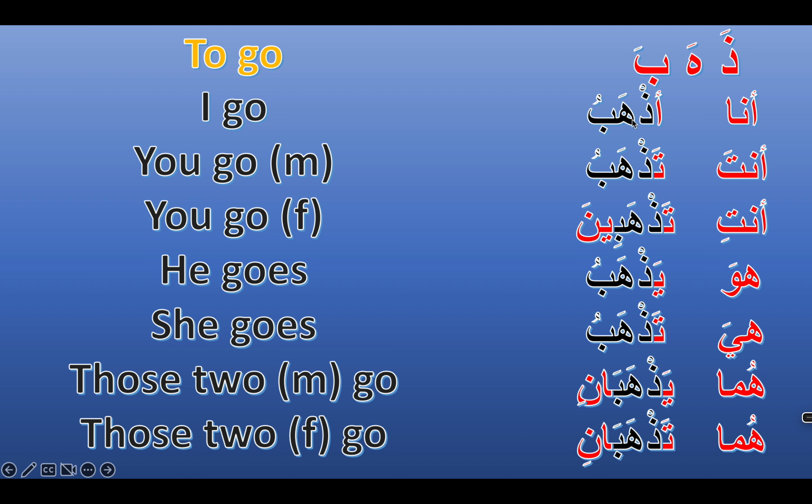أنا أذهب. I go. أنت تذهب. أنت تذهبين. So with the أنت, you have the ta at the start, and we also have to add the ين. هو يذهب. هي تذهب. Notice the هو and the أنت are written the same, so you have to use the pronoun to avoid any confusion. Huma, those two guys, يذهبان. Huma, those two girls or women, تذهبان. So it's different. The ya is for the masculine and the ta is for the feminine.